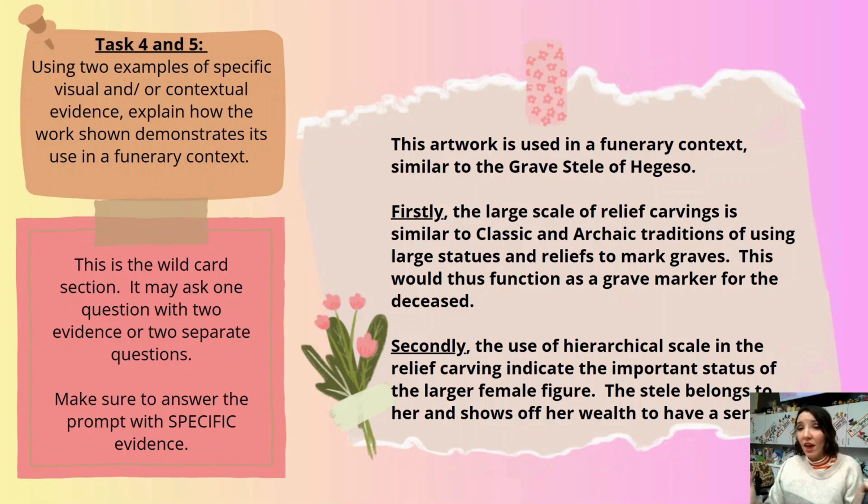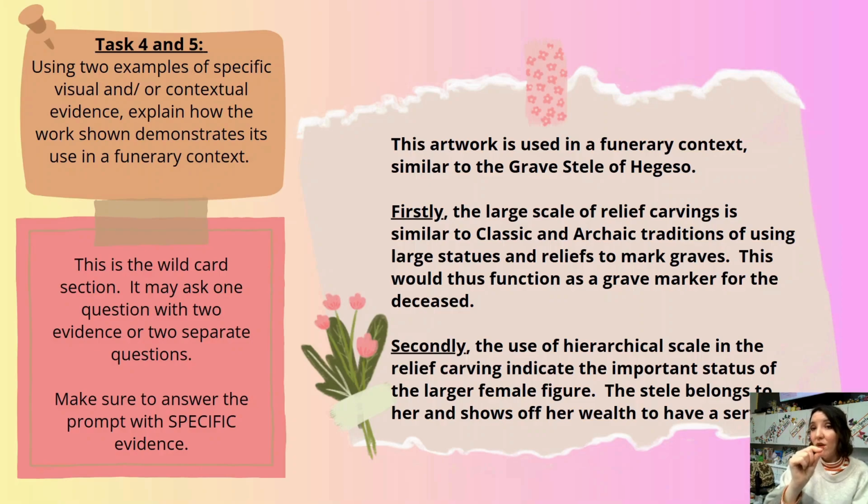I'm saying that scale is relevant in being an actual grave marker. So the fact that it is a grave marker is what the funerary context is. That's the first point. Secondly, the use of hierarchical scale in the relief carving indicates the important status of the larger female figure. The stele belongs to her and shows off her wealth to have a servant. Hierarchical scale is the second one. So I did contextual evidence, grave marker, and hierarchical scale, visual evidence, as my second one.